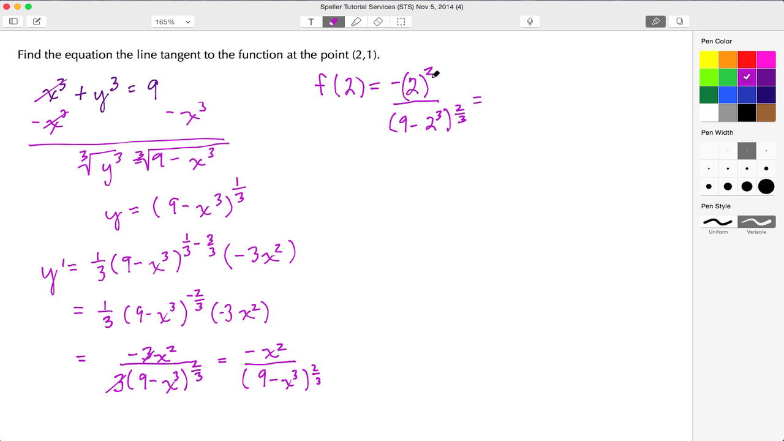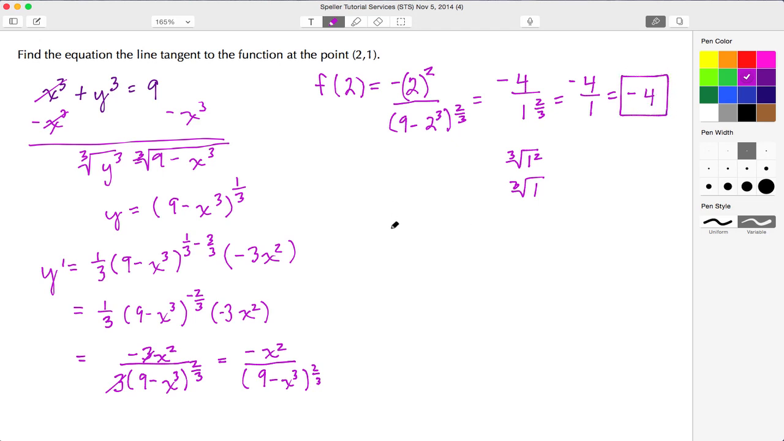Well, 2 to the second is 4, but I keep my negative out front. Here I have 2 to the third, which is 8. So this is really 9 minus 8 to give me 1, and that 1 is raised to the 2/3. And I know that 1 raised to the 2/3 is still going to be 1. If I were to write that out, that's really the cube root of 1 squared, which is just the cube root of 1. And we know the cube root of 1 is just 1 times 1 times 1. So this denominator is just 1. And then I have negative 4 divided by 1 to give me a slope of negative 4.